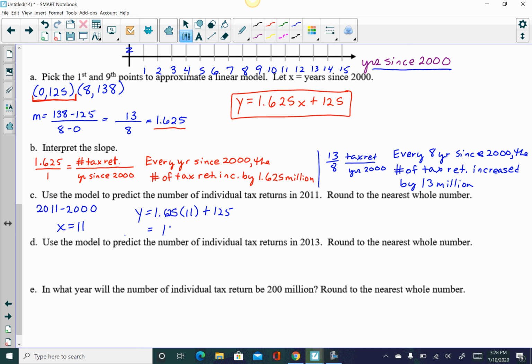That should put you at 142.875. Round to the nearest whole number, so that 8 rounds you up to 143 million. Okay.